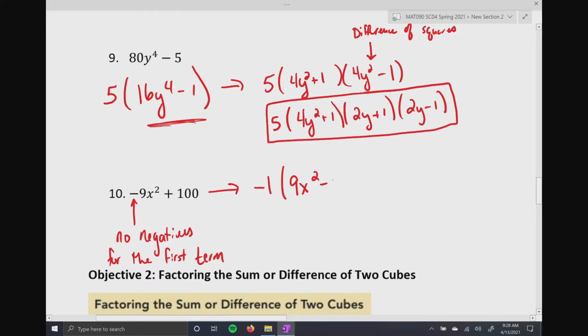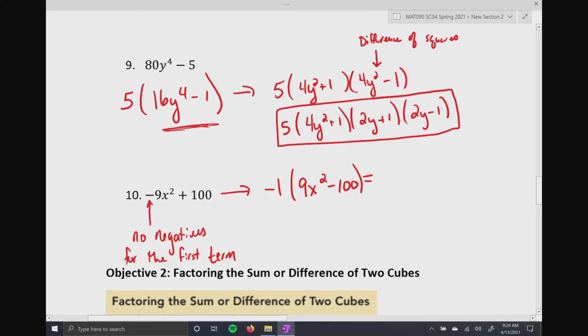And by doing that, remember, factoring out a negative 1 switches signs. That's all it does. It switches signs. So now that I factor out the negative 1, I totally have a difference of squares inside the parentheses. So this is going to be negative 1 times 3x plus 10 and 3x minus 10.